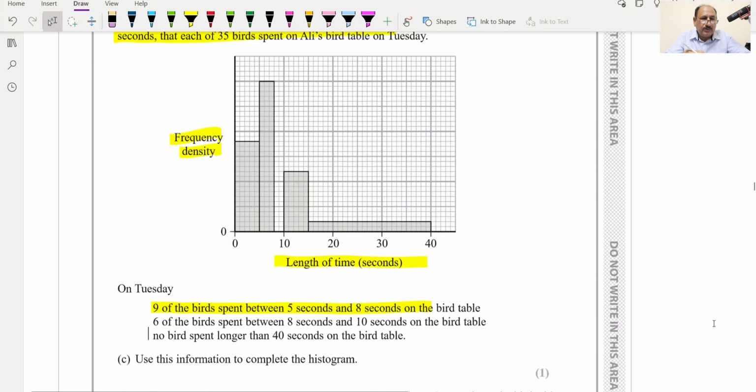5 to 8. So 5 to 8 will be what? This is 5 and this one is 8. So 5 to 8 are 9. This is the information they have provided us. So we can take this one as 2, this one as 4 and this one as 6.